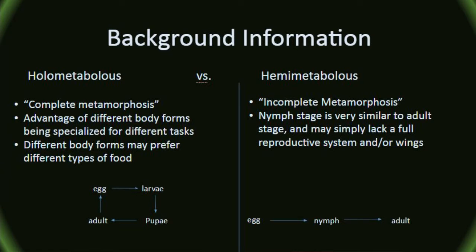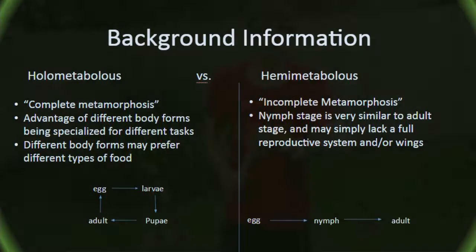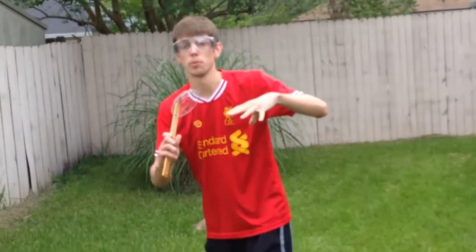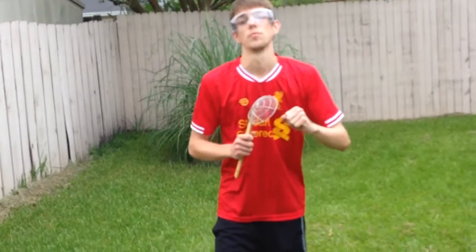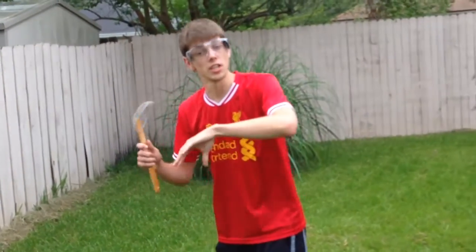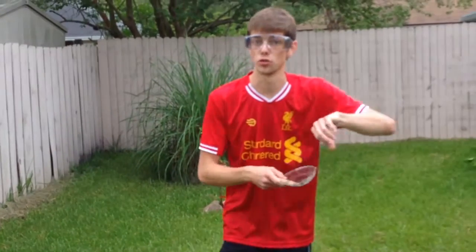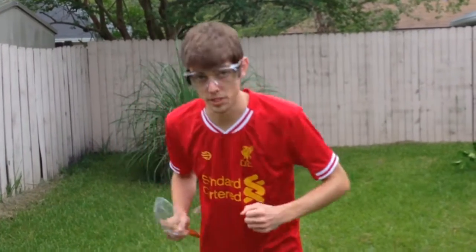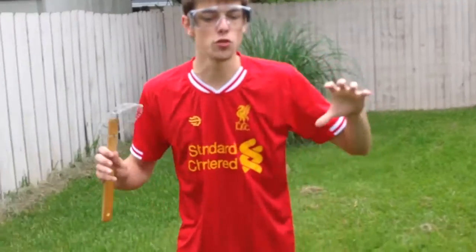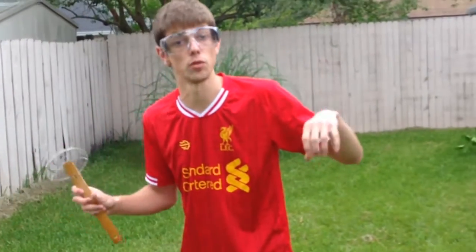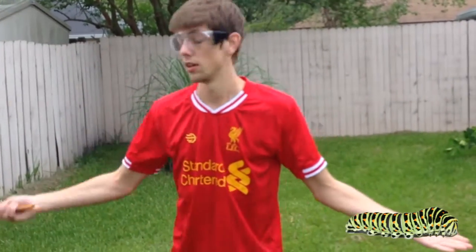Now, holometabolous, on the other hand, which stands for complete metamorphosis, goes through four distinct stages. It has an egg, then a larval stage, also known as the caterpillar, and a butterfly. After the larval stage is the pupal stage, where the butterfly enters a cocoon. After this pupal stage, it then becomes a full adult. So, in holometabolous metamorphosis, there are two very distinct body forms, such as a caterpillar and a butterfly.